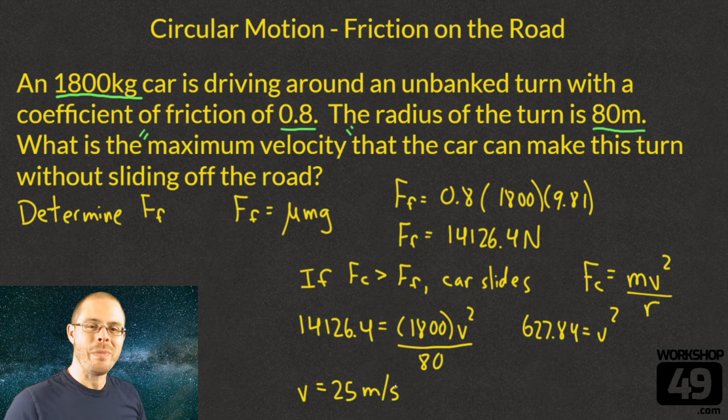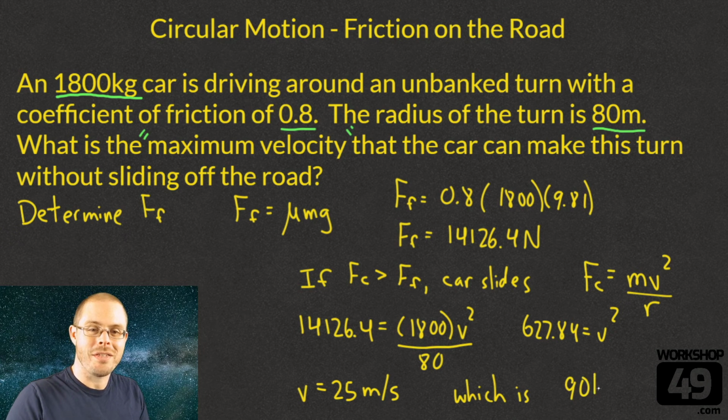That is the maximum speed that the car can make this turn that we've described and not slide off the road. Now, just because I was curious, I went ahead, multiplied that by 3.6 just because I wanted to see, and that works out to be 90 kilometers per hour. So you could make this turn at 90 kilometers an hour and not slide off. But be careful, because you can only make this turn at exactly 90 kilometers an hour. So if you were in charge of selecting the speed limit, probably don't want to pick 90, because if the person goes 91, they go off the road.